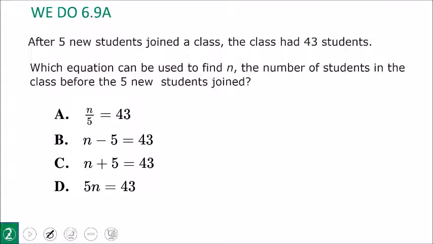After 5 new students joined, the class had 43 students. Which equation can we use to find n, the number of students in the class before 5 new students joined? So again, we have 5 new students, and after the students joined, it was 43. So definitely it was an addition. So we're going to use our cubes.